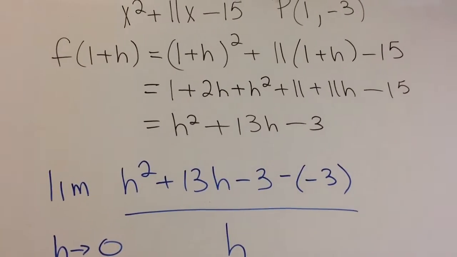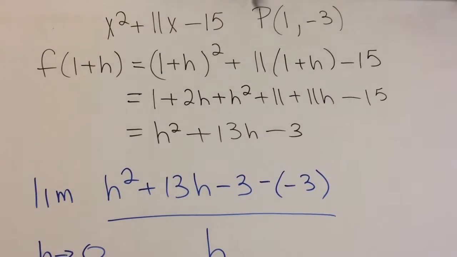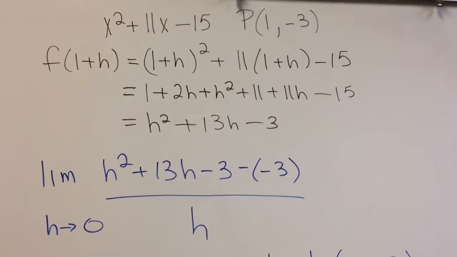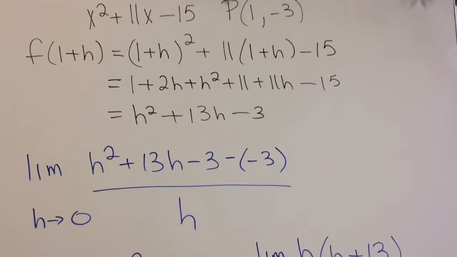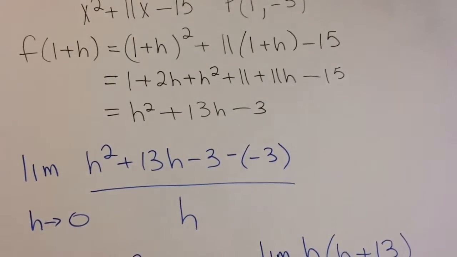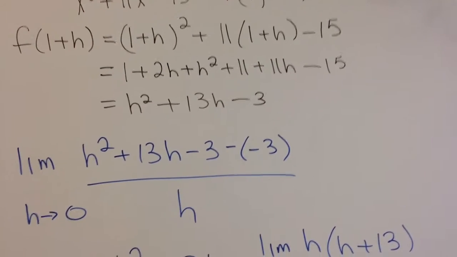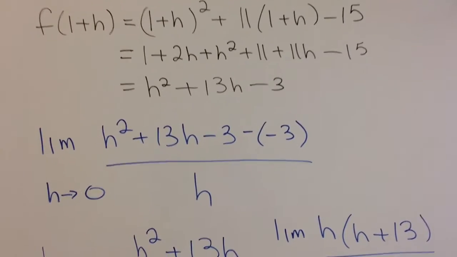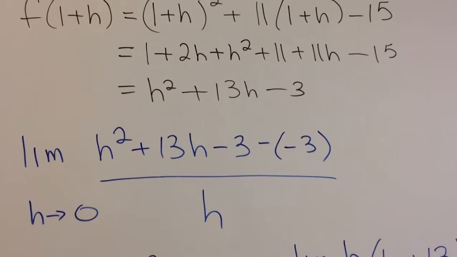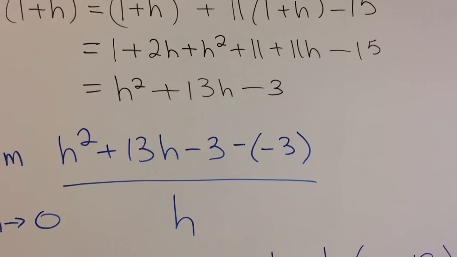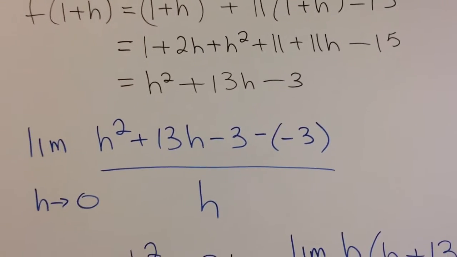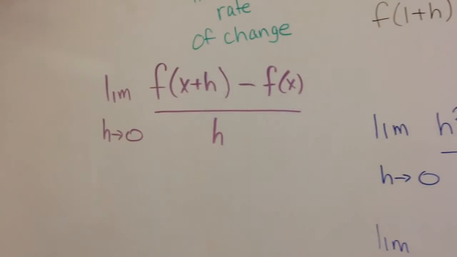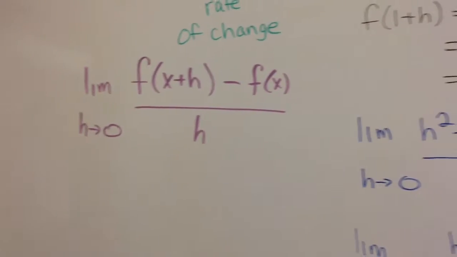So now we have 1 plus h squared plus 11 times 1 plus h minus 15. Then we multiply and we get 1 plus 2h plus h squared plus 11 plus 11h minus 15. Then we combine like terms and we end up with h squared plus 13h minus 3. Now that we have evaluated that, we add that into our instantaneous rate of change problem.